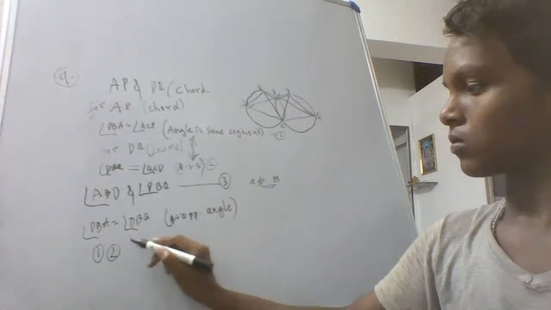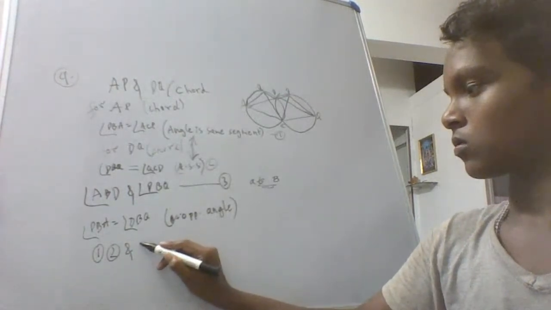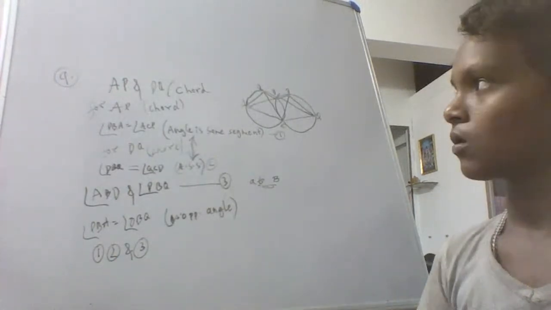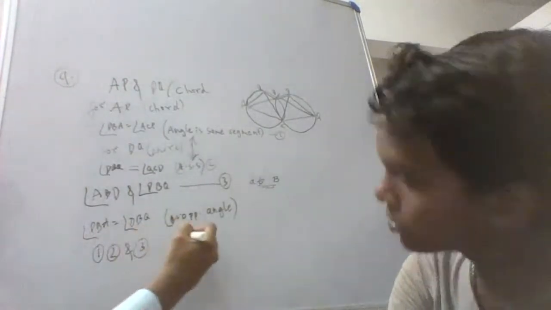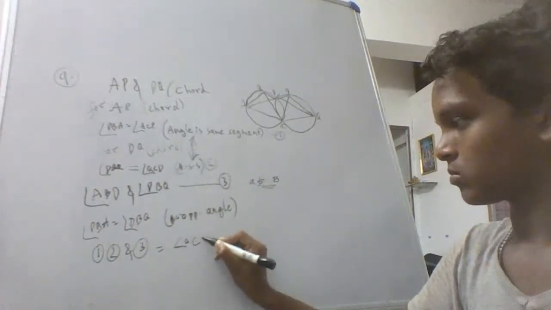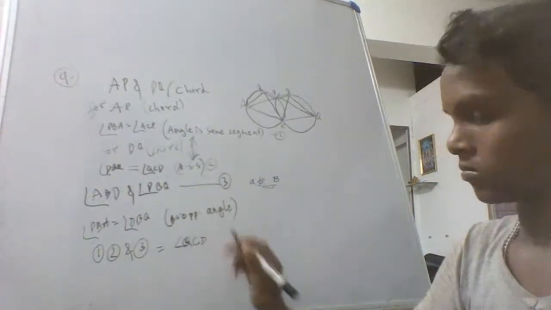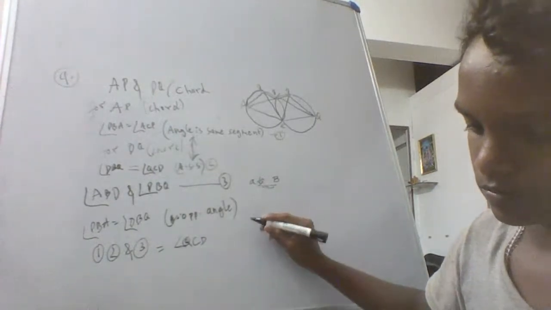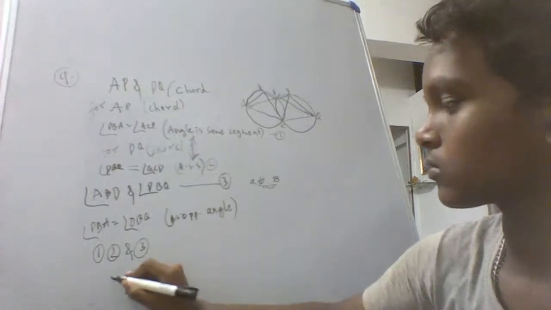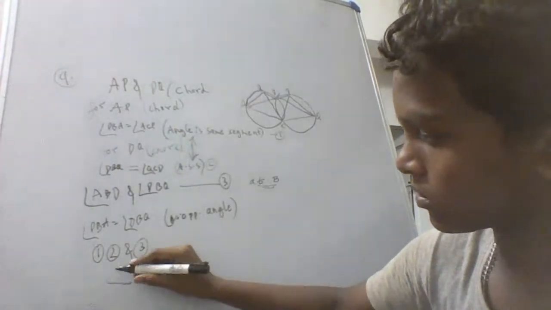Now considering equation 1, equation 2, and equation 3, what do you get? We obtain angle QCD is equal to angle ACP.